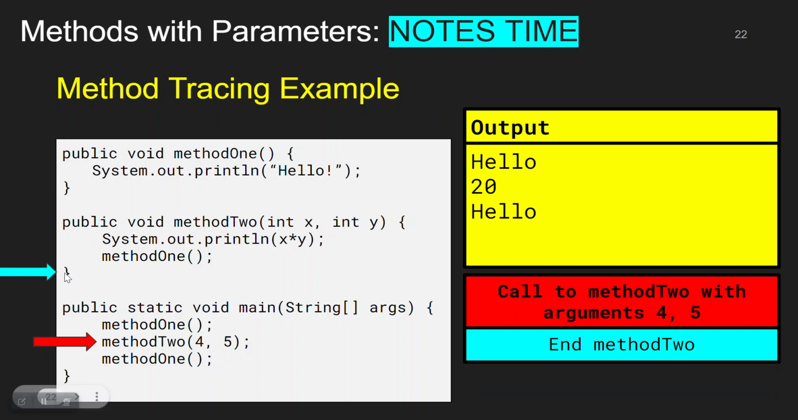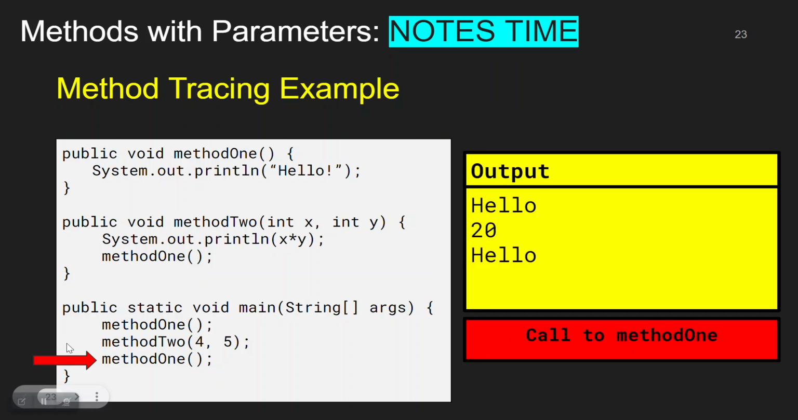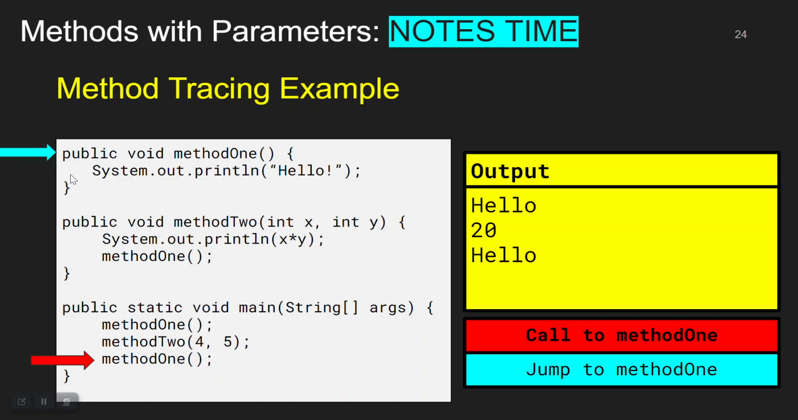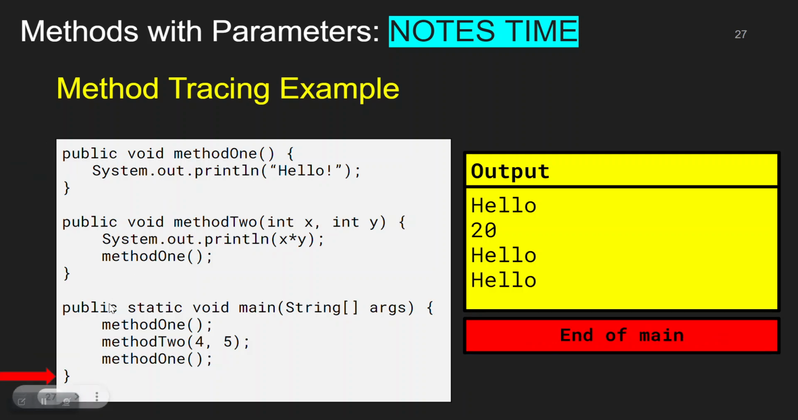And now we finished method 1, and we have now finished method 2 since we get to this final curly brace. So now we can jump back to our red arrow, and it says, okay, now we need to call method 1 one more time. So just like we did before, we jump to method 1, we print hello, we finish method 1, and then finally we finish main. We get to our last curly brace, and that's the end of main. So hello, 20, hello, hello is what prints with this little bit of code that you see right here.